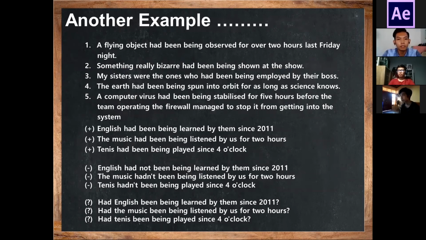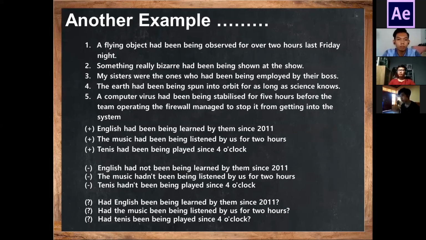Next, another example. Number 1, a flying object had been being observed for over 2 hours last Friday night. Number 2, something really bizarre had been being shown at the show. Number 3, my sisters were the ones who had been being employed by their boss.